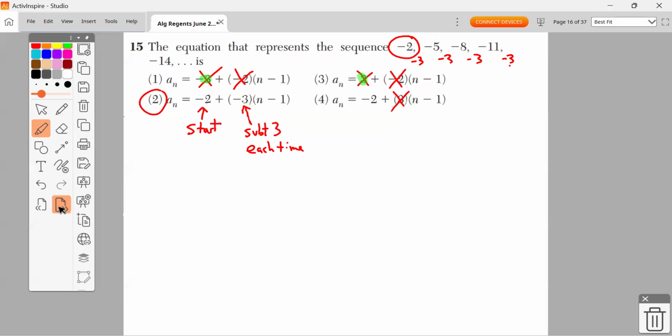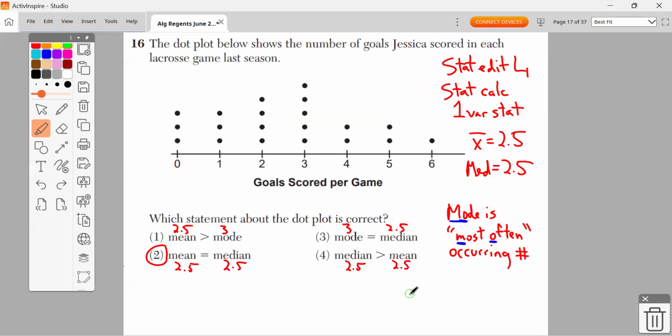We're subtracting by 3. In question number 16, the dot plot shows the number of goals Jessica scored. Which statement about the dot plot is correct? Well, in order to look at this, we need to get some statistics. We're going to type into our stat edit L1. You're going to type in a 0, 0, 0, 1, 1, 1, 2, 2, 2, 2, 3, 3, 3, 3, 3, 4, 4, 5, 5, and a 6.